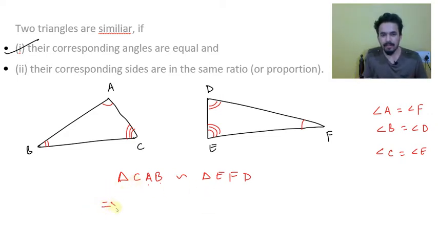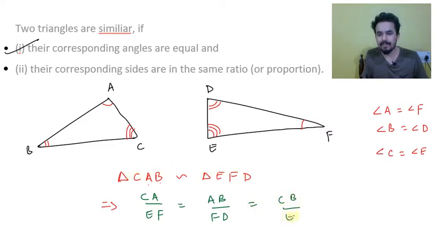Once you are done with this part, take the first two, CA by EF, is equal to the last two, AB by FD, and the first and last, CB by ED. Which means that if their corresponding angles are equal, automatically their corresponding sides are in proportion. So this is the broad definition of similarity in terms of triangles.